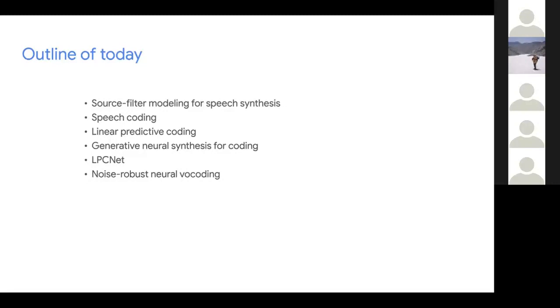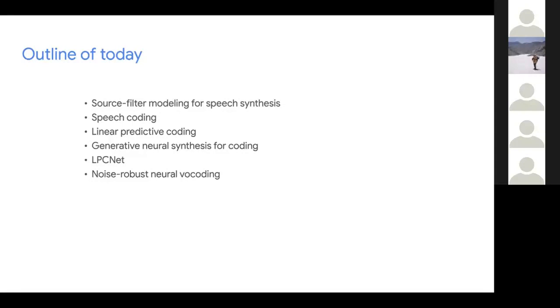And then we'll move over to the modern way, like we went into this venture a couple of years ago, doing coding with generative neural synthesis. I will talk about a couple of different approaches to that, and especially one that is a generative synthesis but also incorporates some old school digital signal processing, the LPCNet. I don't know if you've heard of it, but it basically lets the signal processing take care of some parts and lets the neural network take care of the hard part.